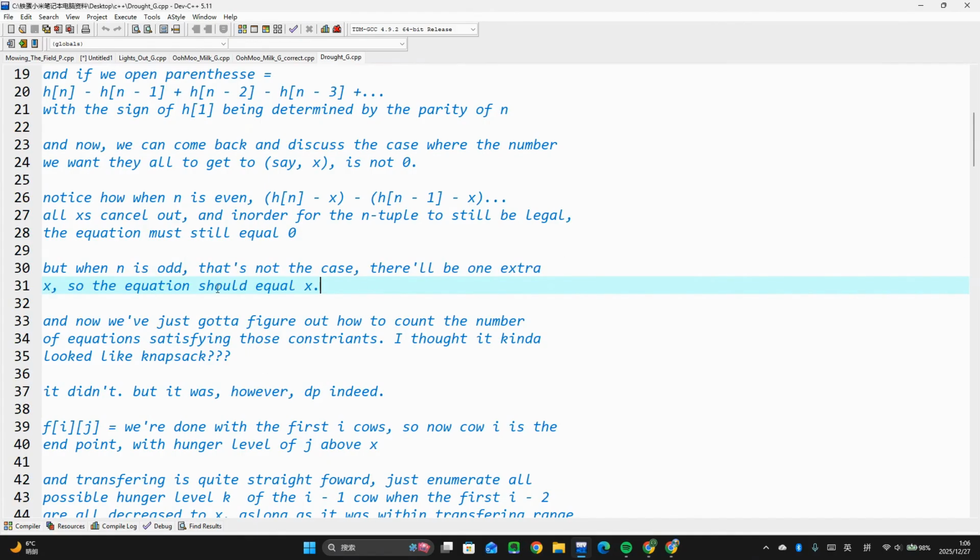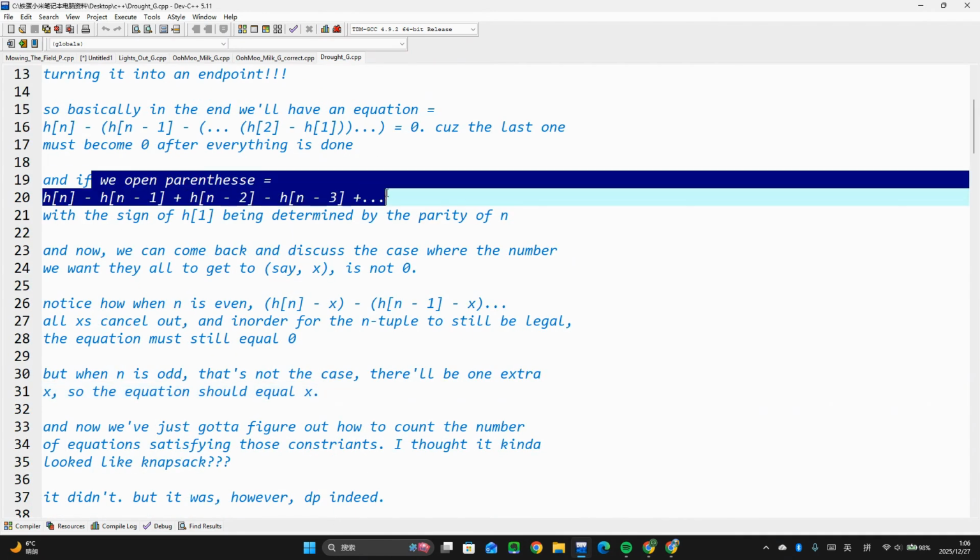Okay, now that we discussed something that seemed not as important, it is actually very important, because now we have to somehow figure out the number of equations like this that are satisfied.